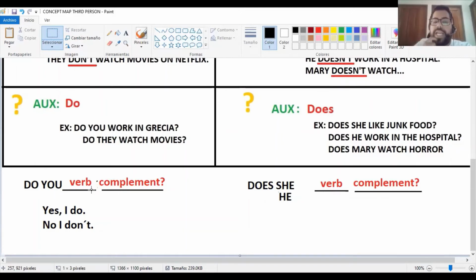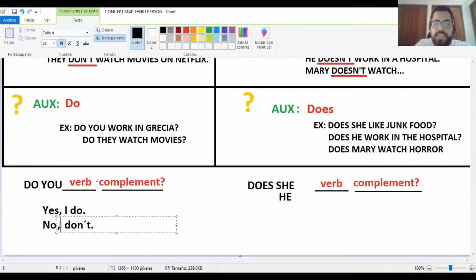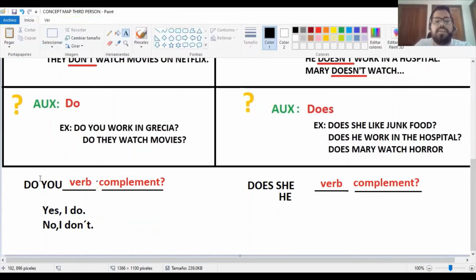And look at this, guys. We answer with yes, I do, or no, I don't, okay? We have two options. Yes, I do, or no, I don't, okay? For example, si ustedes me preguntaran, teacher, do you like soccer? Yes, I do. I love it, okay? That's for the plural group.